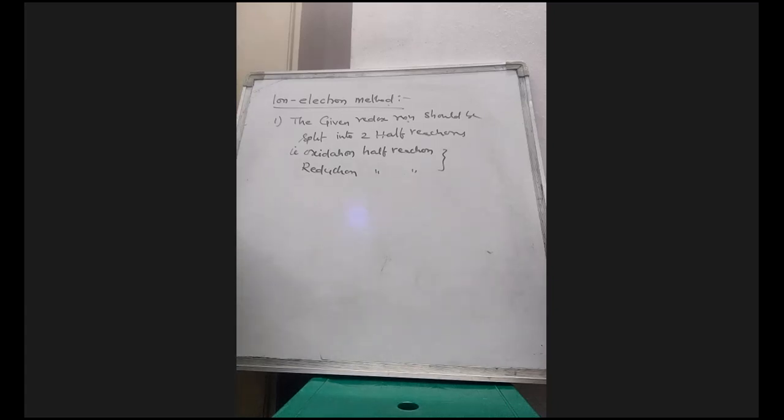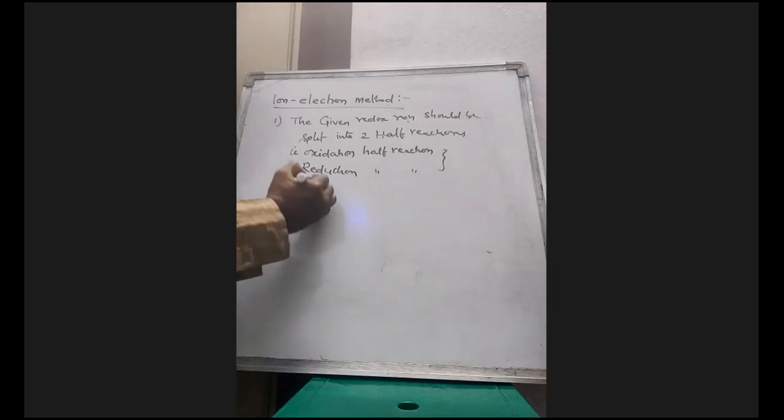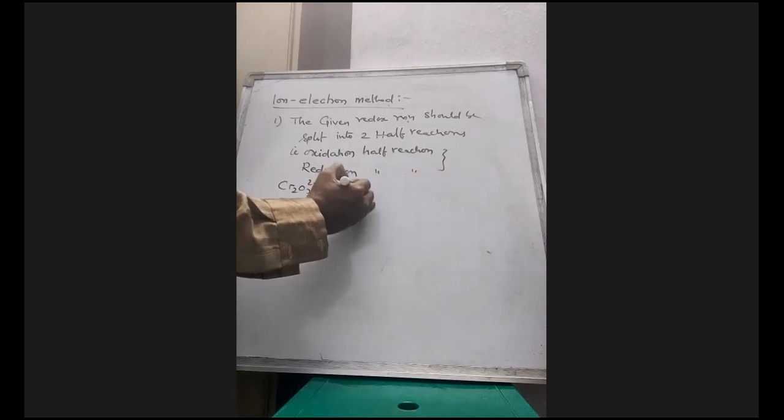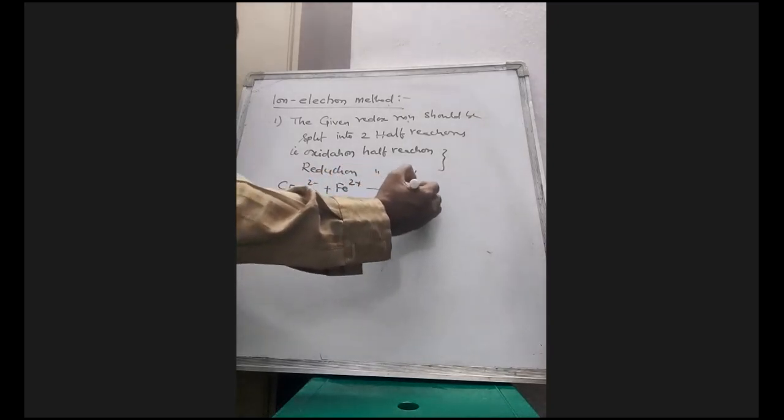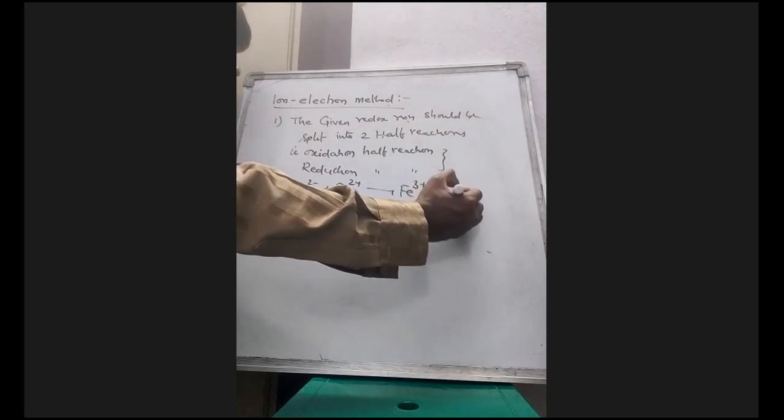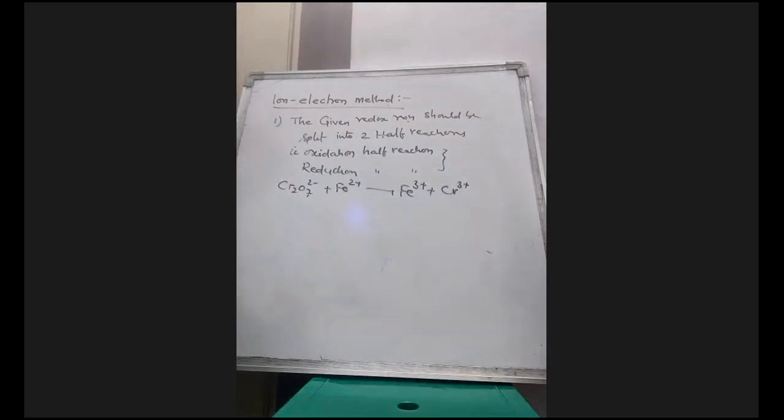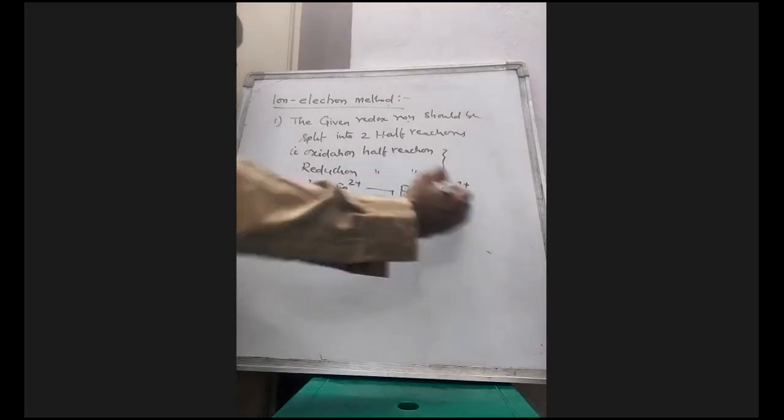Now, let me take one example: Cr2O7 2- plus Fe2+ gives Fe3+ plus Cr3+. This is the given redox reaction. Now, what we need to do is split this reaction into two half reactions, one oxidation half reaction and the other reduction half reaction. Let me discuss based on the oxidation state of iron and chromium.